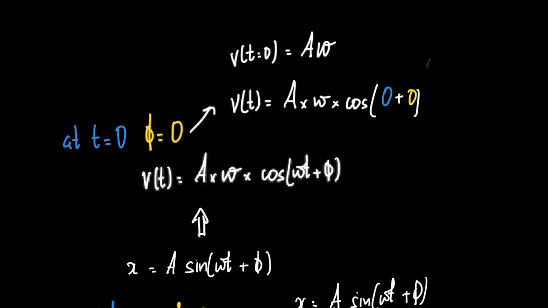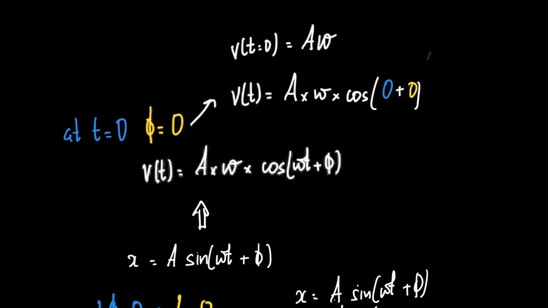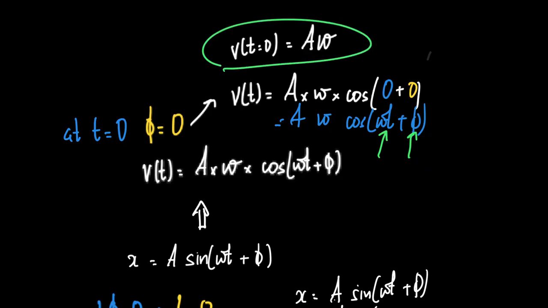By the same logic, what is velocity? Velocity is a into omega cos omega t plus phi. So you substitute t is equal to 0 here and phi is equal to 0, which gives us cos 0 plus 0, which is 1, and therefore velocity at t is equal to 0 is a omega. And then you say that velocity at t is equal to 0 is the corresponding Vmax. No, this is not the case.